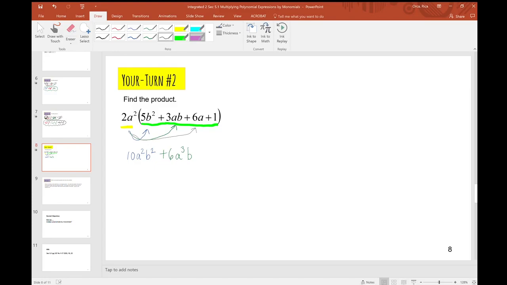Moving on. 2a squared times 6a. 2 times 6 is 12. And then a squared times a is a to the third. And finally, 2a squared times 1. Well, that's just 2a squared. So the answer to this problem is 10a squared times b squared plus 6a to the third times b plus 12a to the third plus 2a squared.